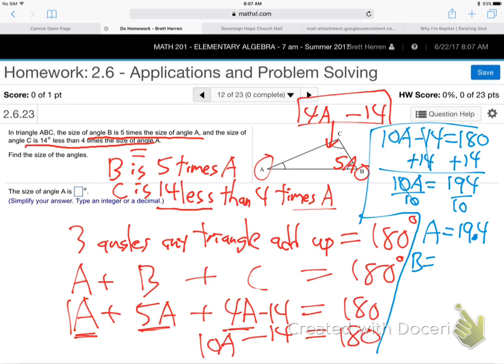B, remember the B formula right there? 5 times A. So B is 5 times 19.4. B is whatever that is. 50 and 45, 95. Is it 97? Yeah. B is 97. See how I'm getting that? Am I going too quick? Is that making sense?